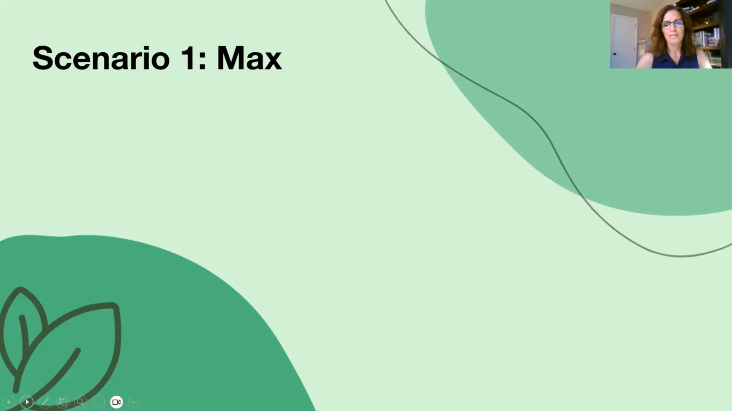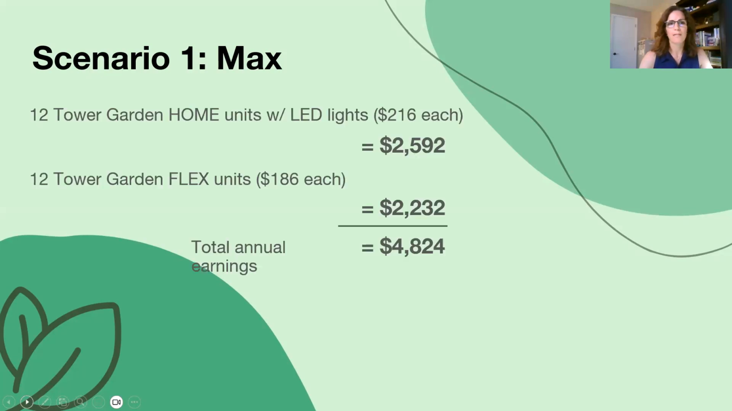Because of his consistent posting a few times a month on social media, he's been able to talk with several people each month about Tower Gardens, and he sold an average of 2 Tower Gardens each month for the past year. Max is a QSC, and these are his earnings from the activity that I just described. So here's his earnings. On those 12 Tower Garden homes, he's earned over $2,500. And from 12 Tower Garden Flexes, he's earned over $2,200. So almost $5,000 back in just those Tower Garden sales. And he's a QSC.